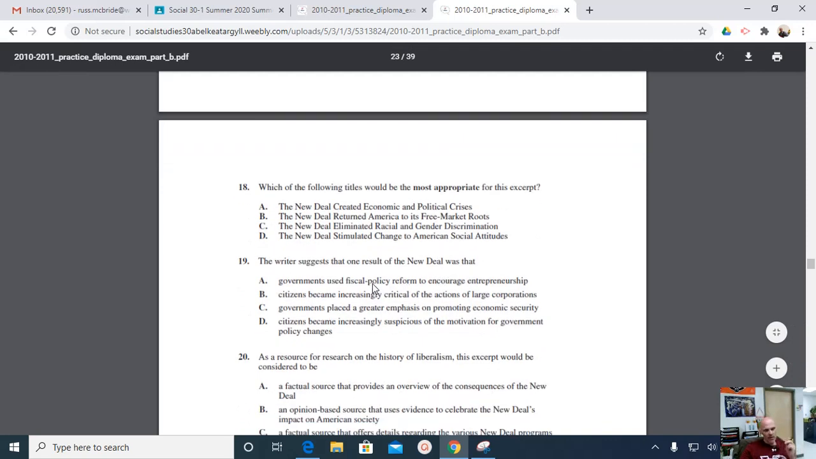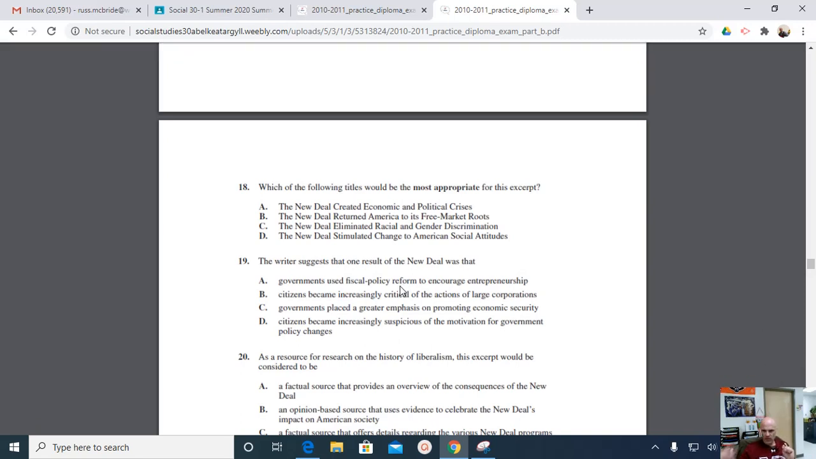Number 19. The writer suggests that one result of the New Deal was that governments used fiscal policy reform to encourage entrepreneurship. Well, the way they use the words fiscal policy reform to encourage entrepreneurship, it almost sounds like they're suggesting fiscal responsibility, that they're spending less. And we know that in the New Deal, they spent more. There were some alphabet agencies that encouraged entrepreneurship, but entrepreneurship is self-reliance, and alphabet agencies, for the most part, were based upon freedom through government, not freedom from government. I'll put an M, but a little m, meaning that I'm pretty sure it's not.